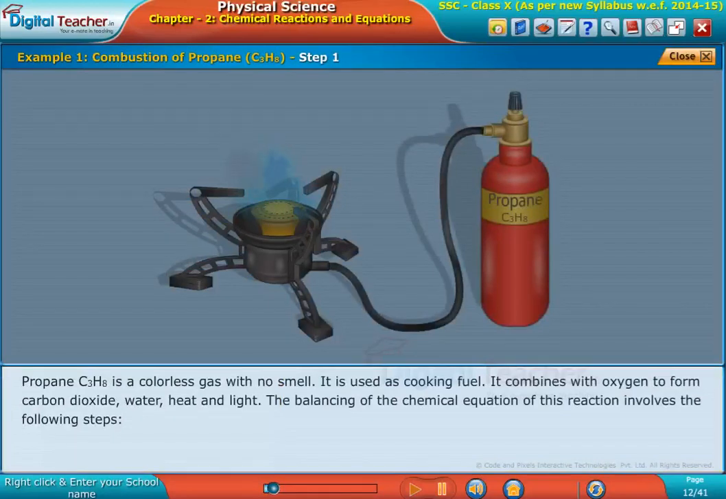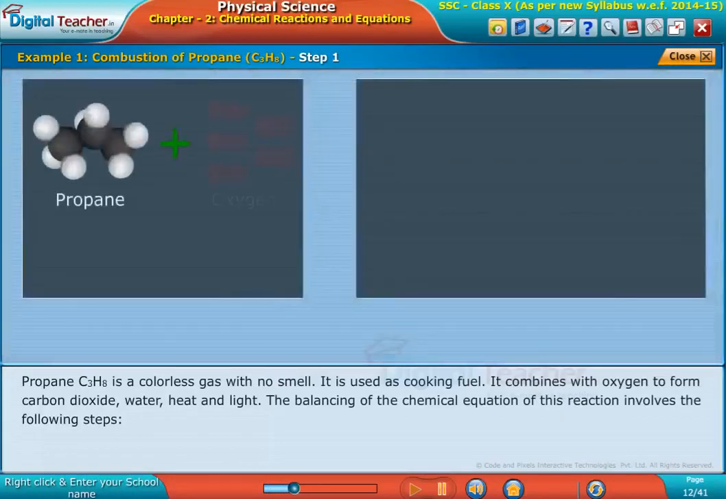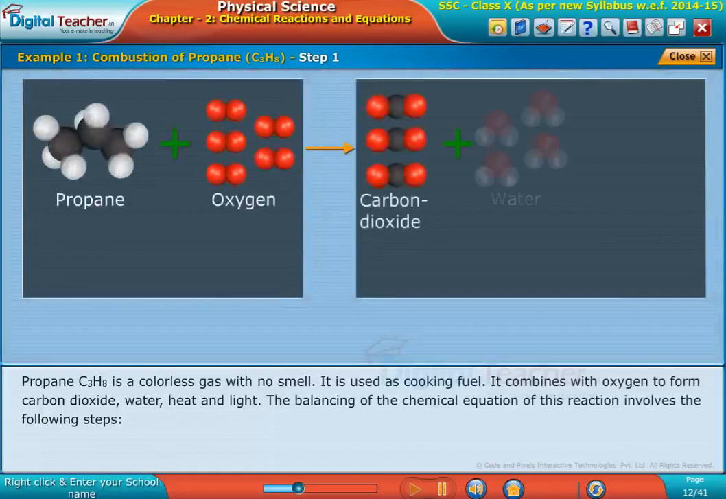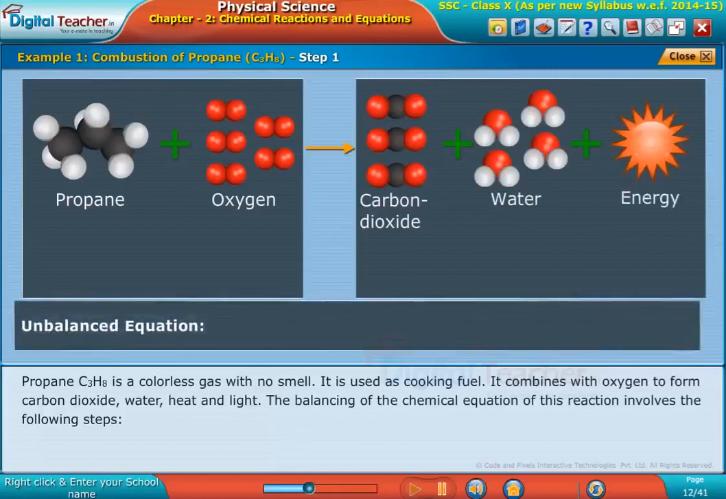Propane, C3H8, is a colorless gas with no smell. It is used as cooking fuel. It combines with oxygen to form carbon dioxide, water, heat, and light. The balancing of the chemical equation of this reaction involves the following steps.